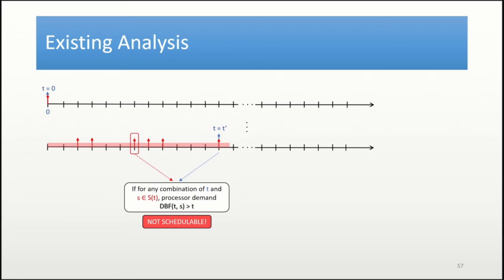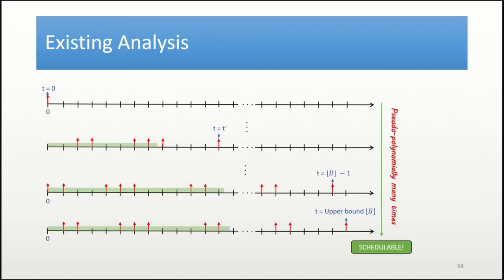If for any combination of t and s in S of t, the cumulative processor demand exceeds the interval length, the task system is found to be not schedulable. If the condition is satisfied for each interval length t, considering all possible mode switch instances s in S of t, the task system is deemed schedulable.